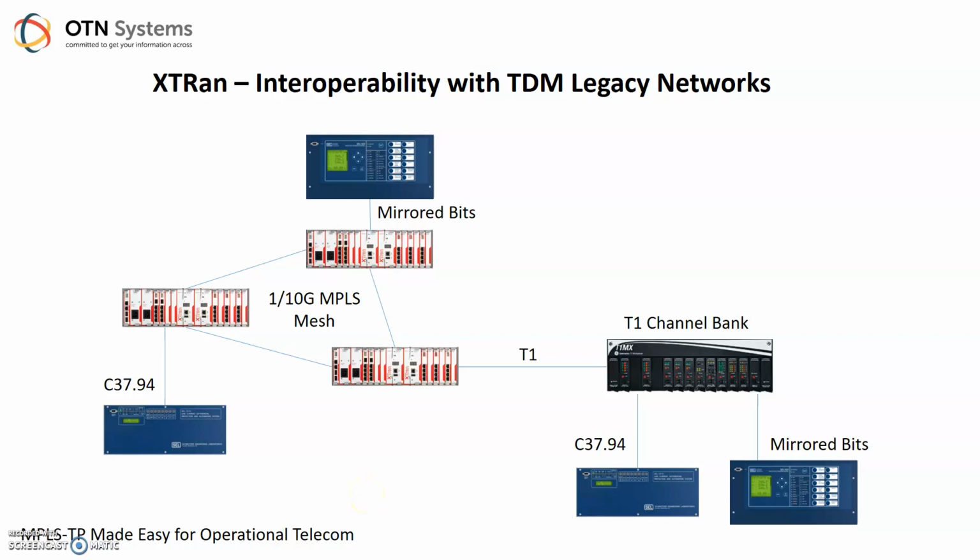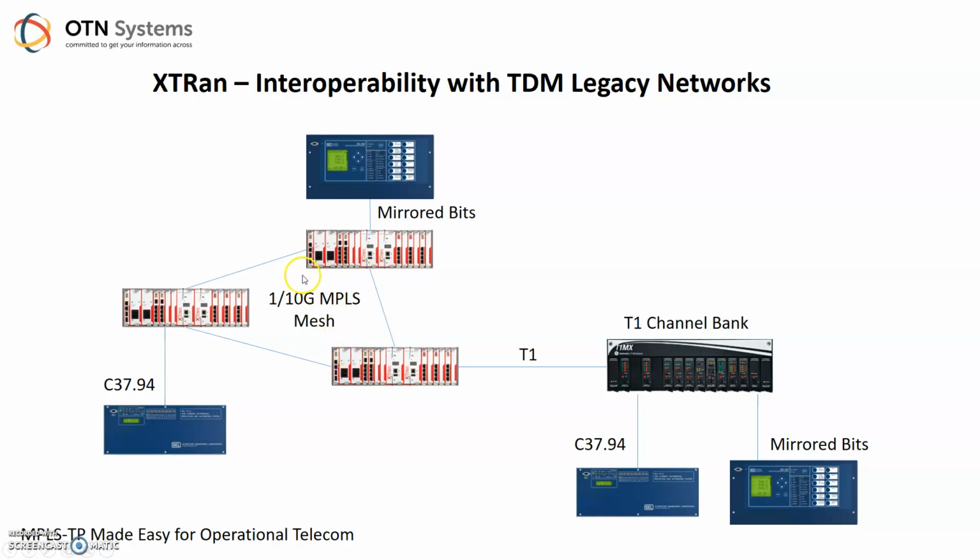I'm with OTN Systems. Today I want to do an application note video, and it's about XTran interoperability with TDM legacy networks such as T1 primary mux or channel bank and SONET systems and so on. So what I have here on the slide is an XTran network, represented by these three XTran nodes. This could be a 1 or 10 gig MPLS, and it could be mesh.